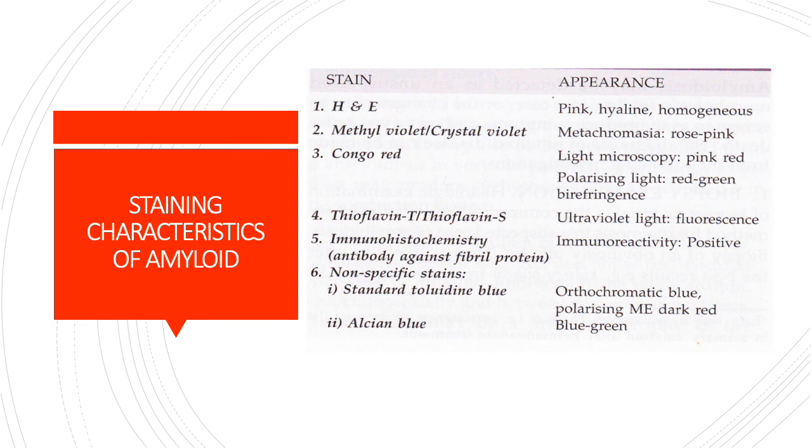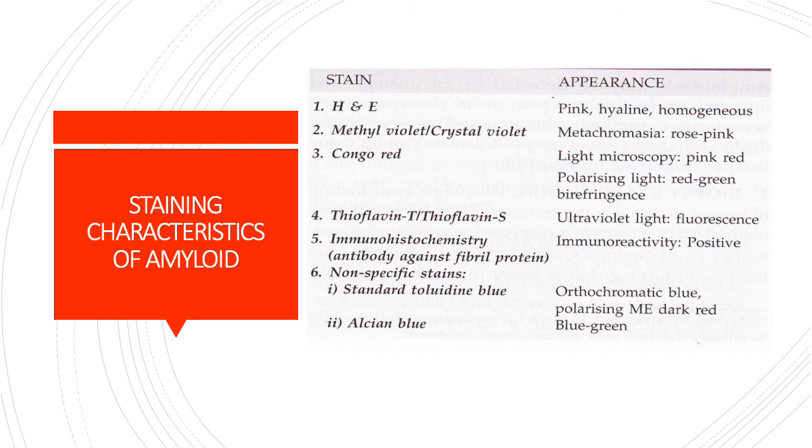Now coming to staining characteristics of amyloid. Amyloid has a very specific staining characteristic. I mentioned in the first slide that under hematoxylin and eosin stain under light microscope it appears amorphous and eosinophilic, that is pink, hyaline and homogeneous. Under special stains called methyl violet or crystal violet, which are both metachromatic stains, amyloid will give a rose to pink appearance.